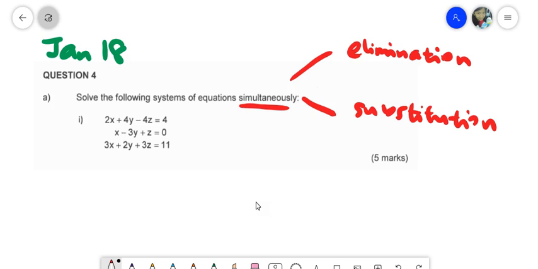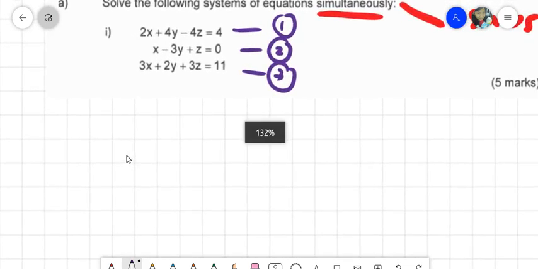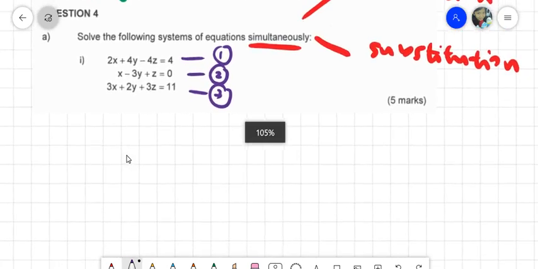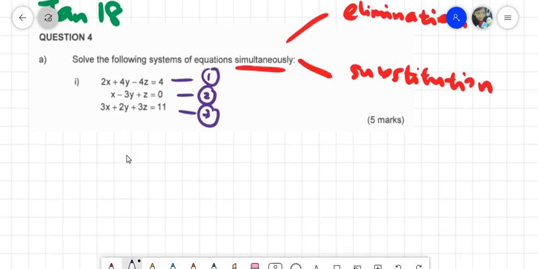So let's go one by one. Look into this question. Obviously you got three equations here. So what are you supposed to do first? You need to name them. The first equation as 1, second equation as 2, third equation as 3. So just label it as the first step. Then you will need to solve it simultaneously.